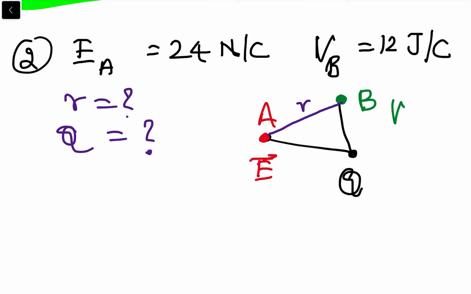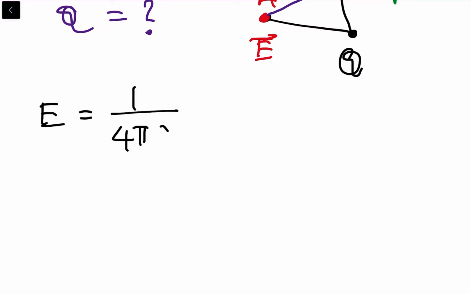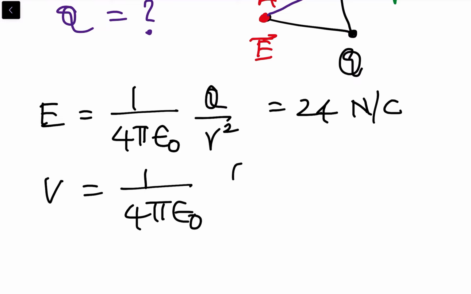Now let's write. Let's take E, that is electric field, is equal to, we know from the previous topics, 1 by 4 pi epsilon naught Q by R square, which is 24 newtons per coulomb. And the potential at the point B, V is equal to 1 by 4 pi epsilon naught Q by R, which is 12 joules per coulomb.